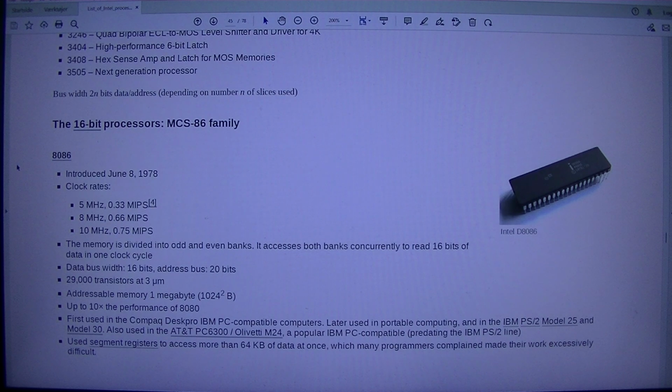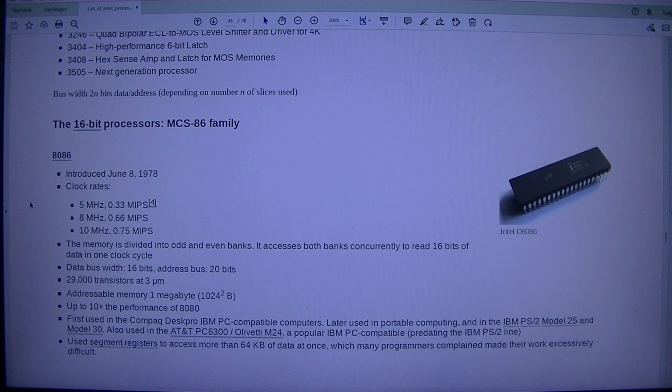The 16-bit processors, MCS86 family. Intel 8086. Introduced the 8th of June, 1978. Clock rates 5 MHz, 0.33 MIPS, 8 MHz, 0.66 MIPS, 10 MHz, 0.75 MIPS. The memory is divided into odd and even banks.